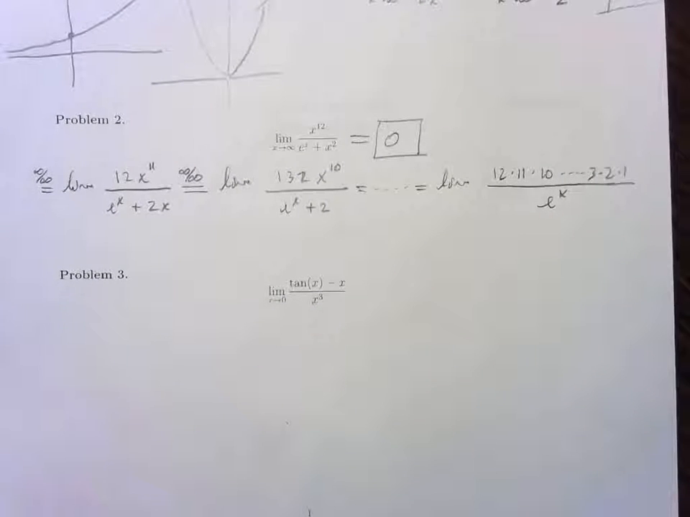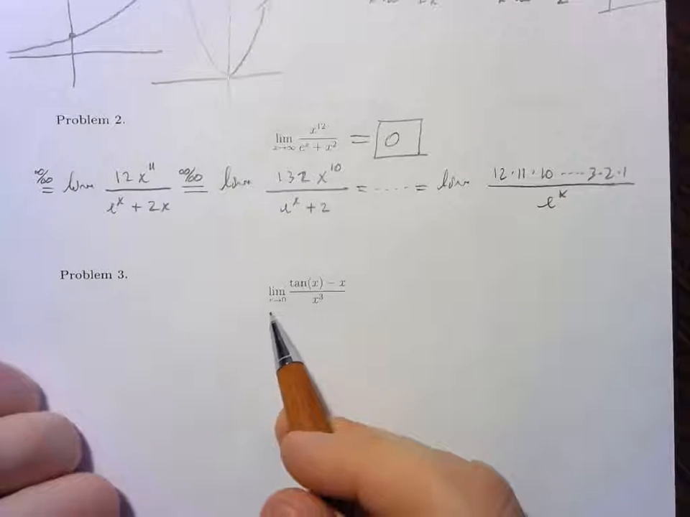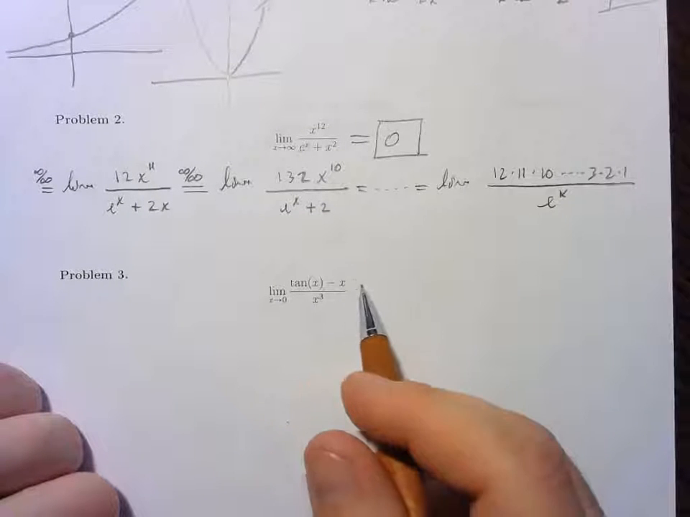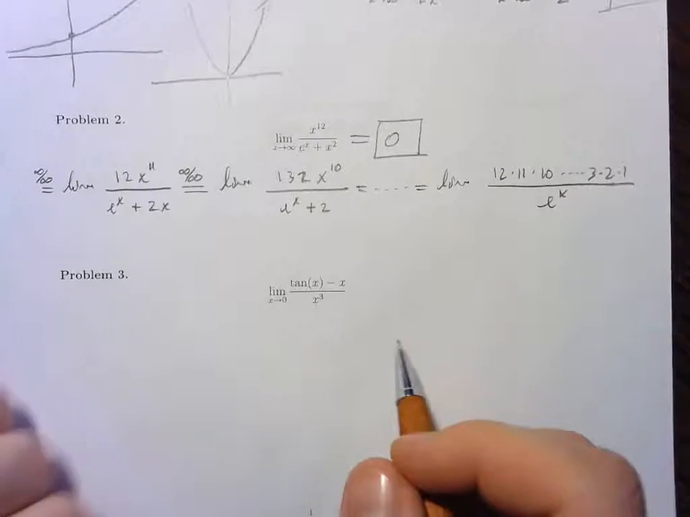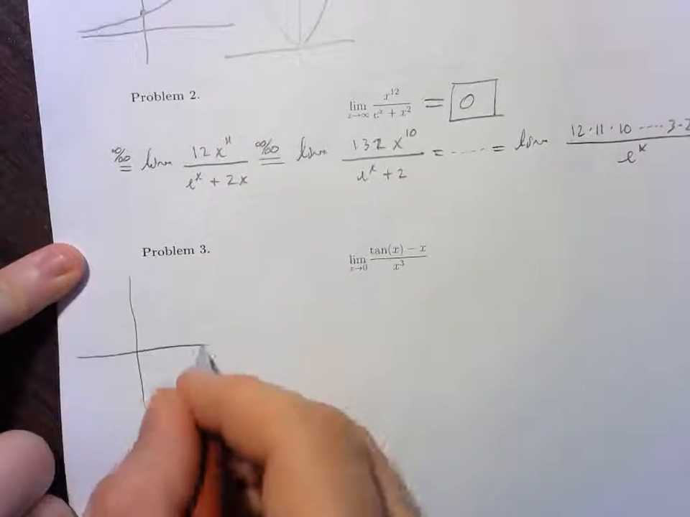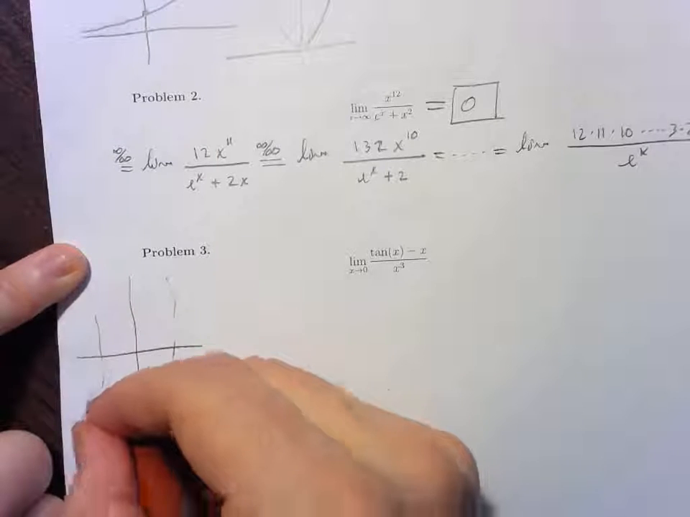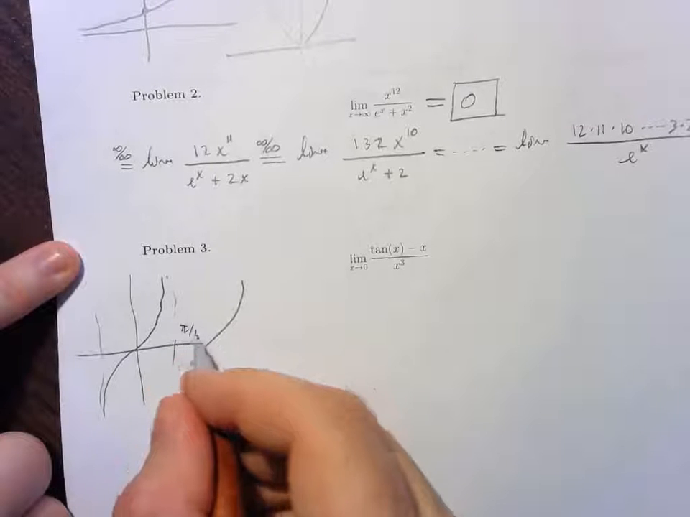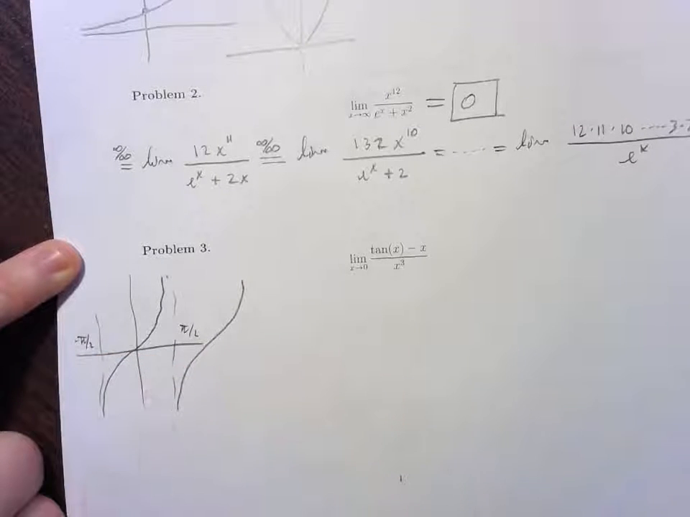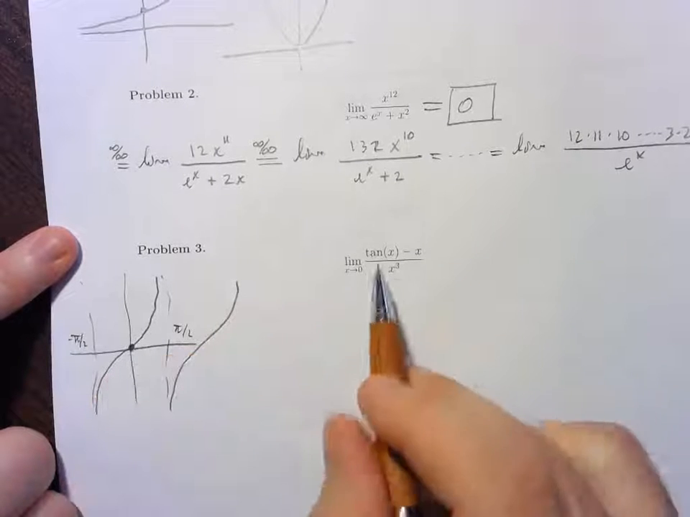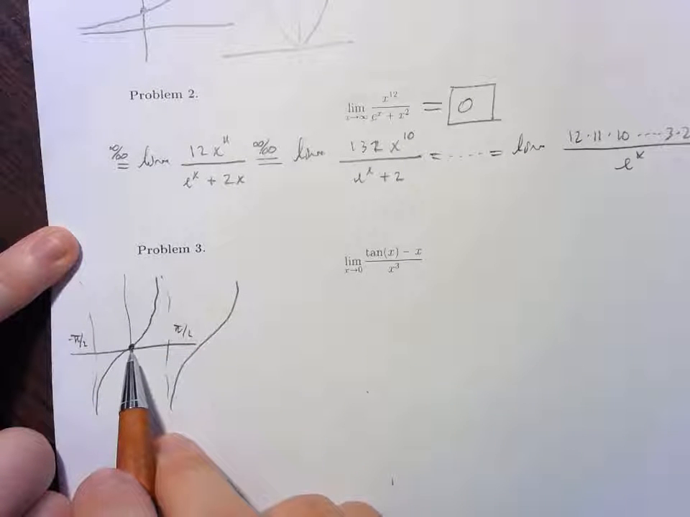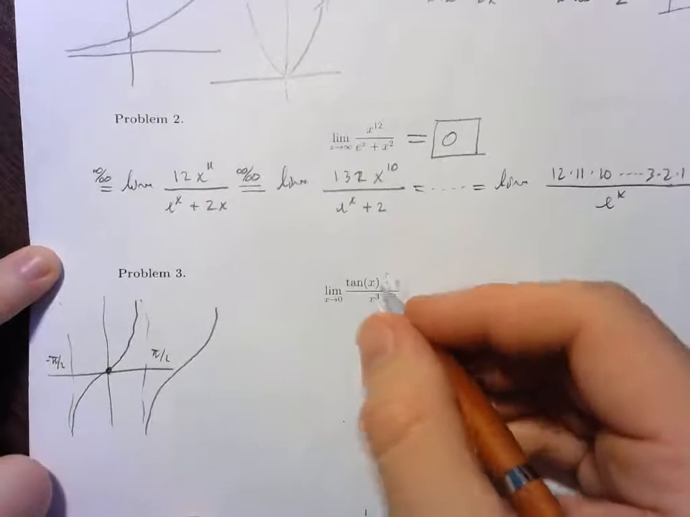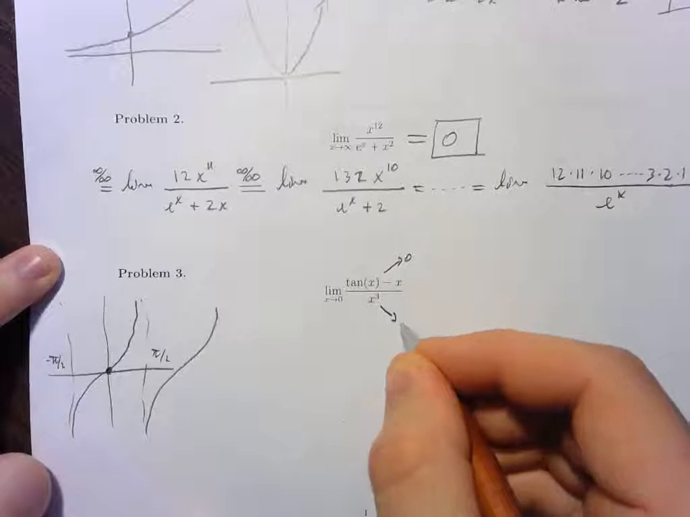Let's take a look at the next one. All right, so this time we're no longer letting x go to infinity, we're letting it go to 0, and I'm looking at the function tangent of x minus x divided by x cubed. Well, the graph of tangent looks something like this, and then it just repeats like that periodically, where this is pi over 2 and minus pi over 2 or something like that. And that means that as x goes to 0, tangent of x is 0, and I have 0 minus 0 on top, so the top goes to 0 and so does the bottom.